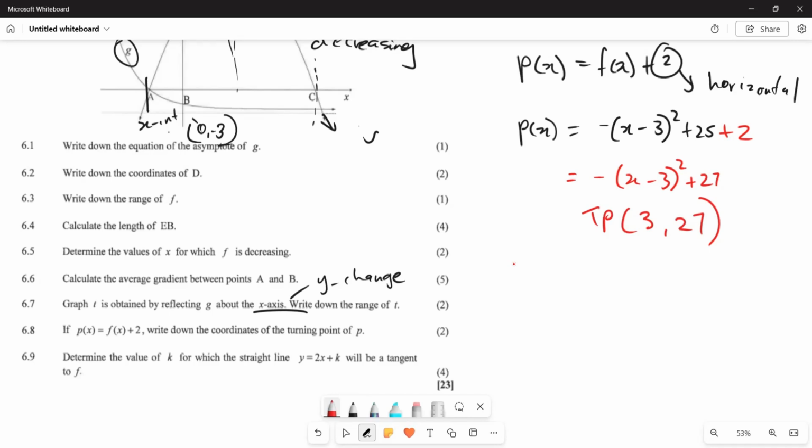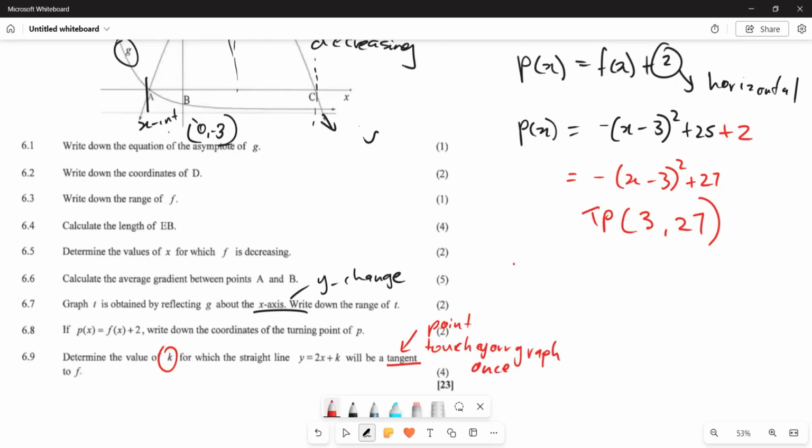Now they say determine the value of k for which the straight line y equals 2x plus k will be the tangent of f. Now, I want us to look at this firstly. What is a tangent? A tangent basically is a line that is going to touch your graph once, right? It touches your graph once.